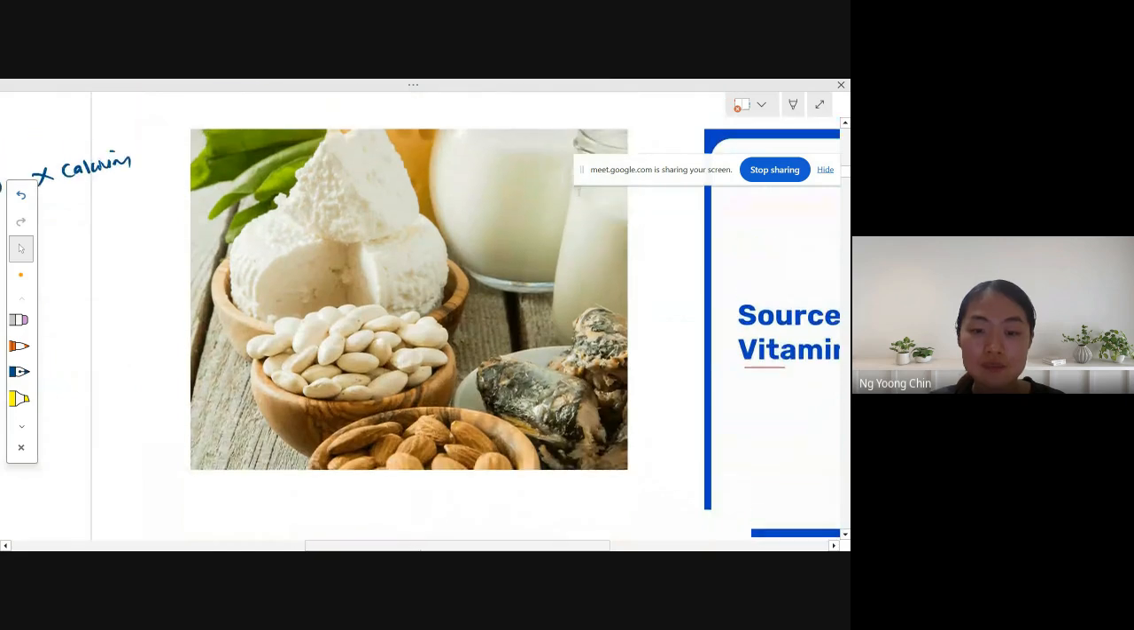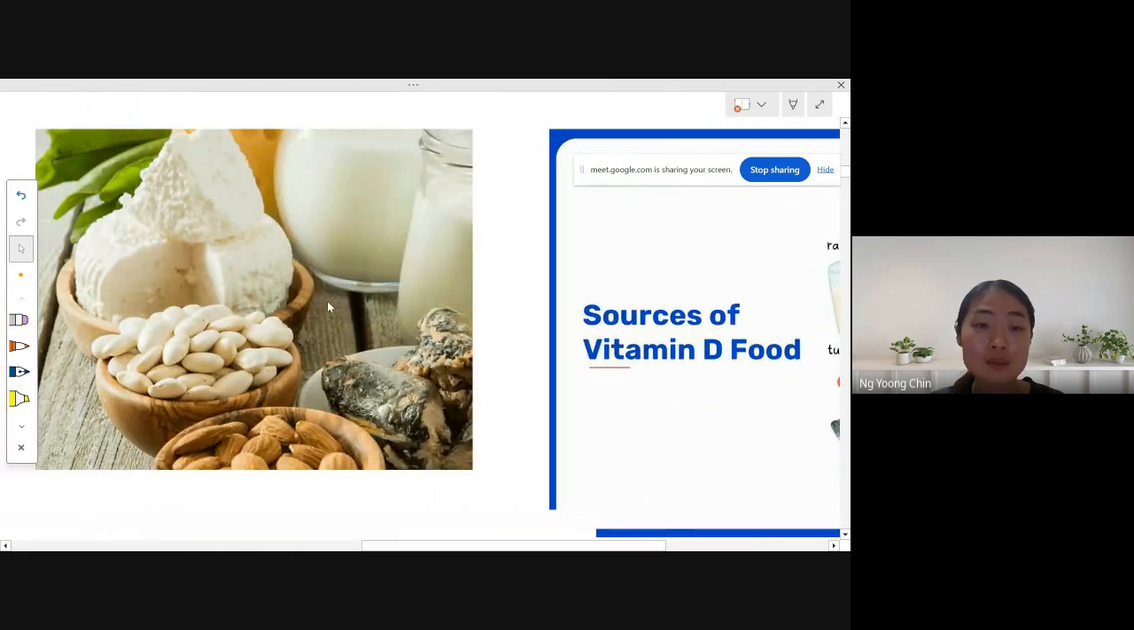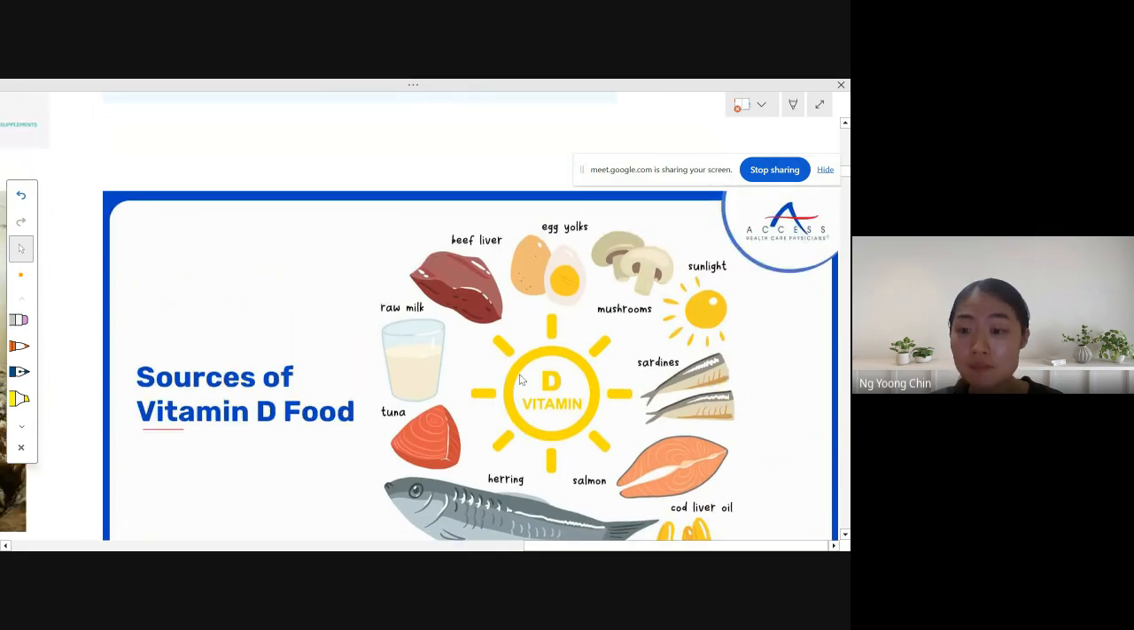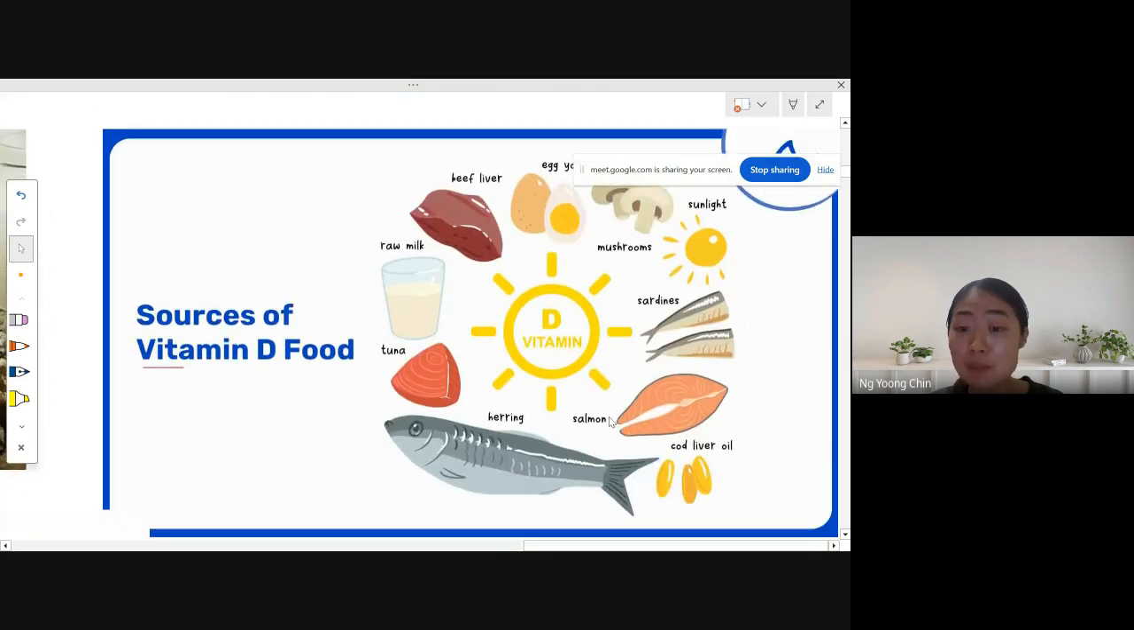And then those are the sources of calcium, and also vitamin D. This is for you to have a look. As you can see, you can get a lot of vitamin D from animal organs, like the liver, or from fish like sardine, tuna, salmon, or cod liver oil, which is from fish liver oil.